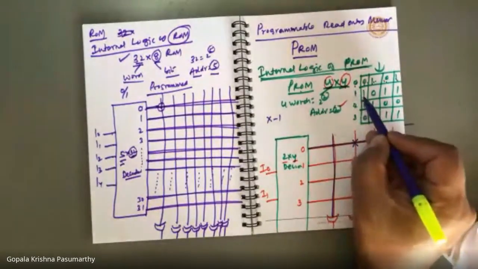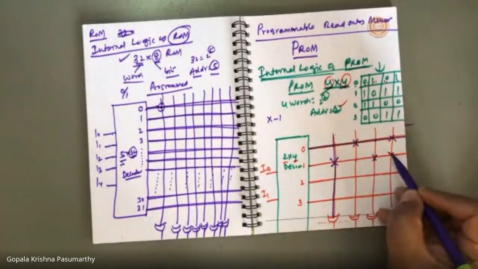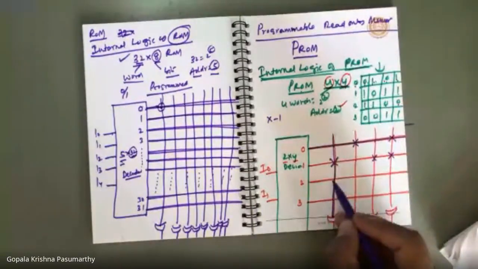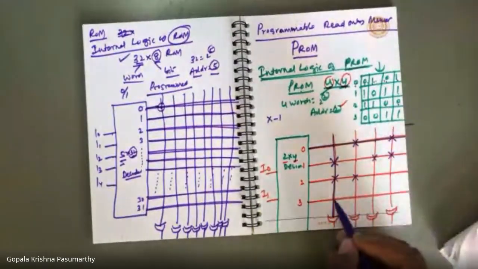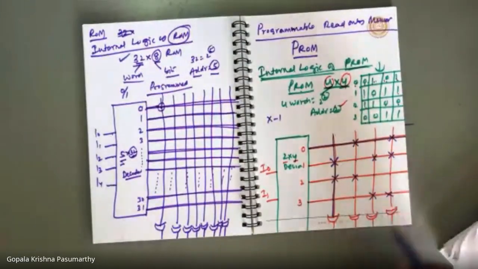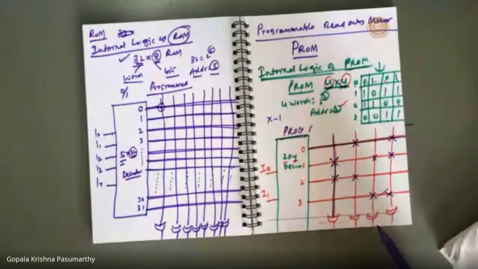What is the first word? 1, 0, 1, 1. Next, 1, 1, 0, 0. Then 1, 0, 0, 0, 0, 1, 1, 0, 0, 1, 1. This is how the programmable read-only memory logic is constructed.